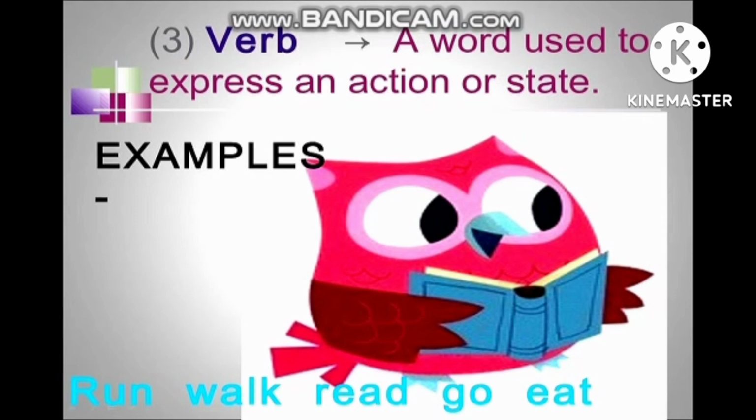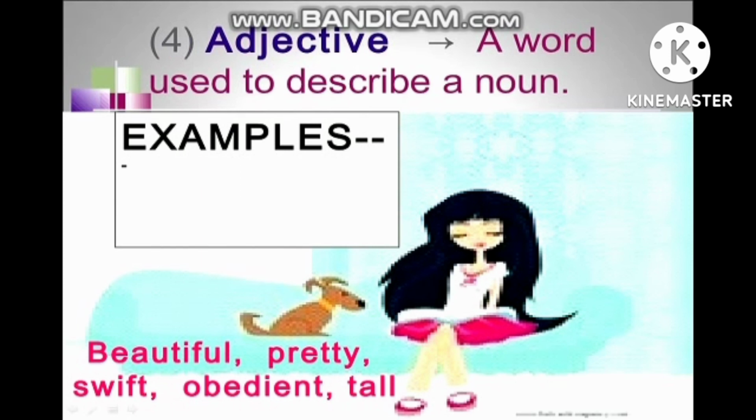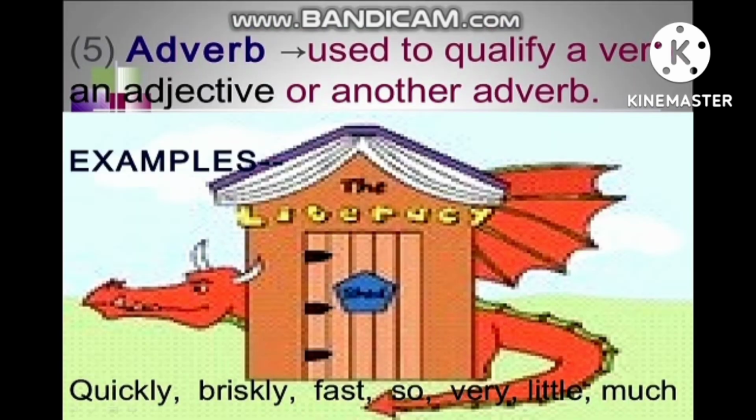Verb, a word used to express an action or state. Example: run, walk, read, go, eat. Adjective, a word used to describe a noun. Examples: beautiful, pretty, swift, obedient, tall. Adverb, used to qualify a verb, an adjective or another adverb. Examples: quickly, briskly, fast, so, very, little, much.